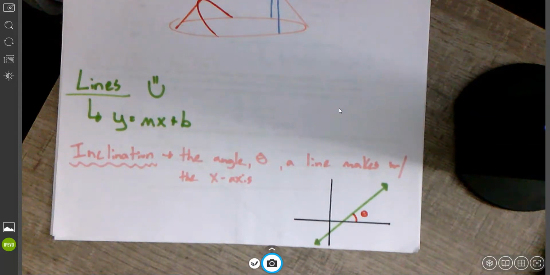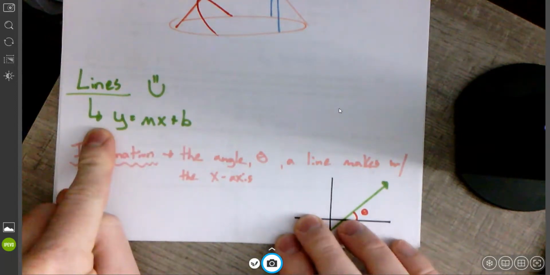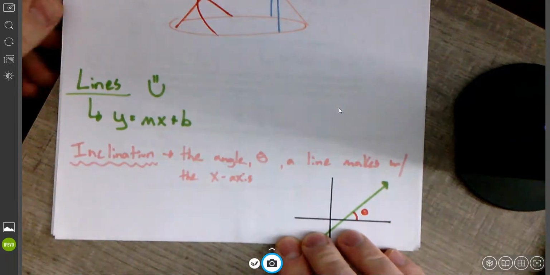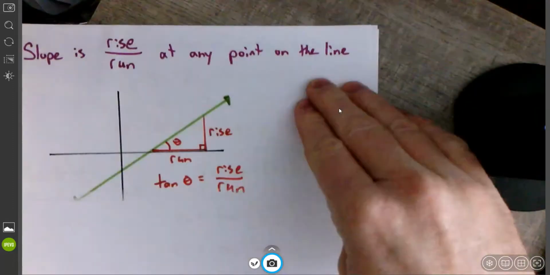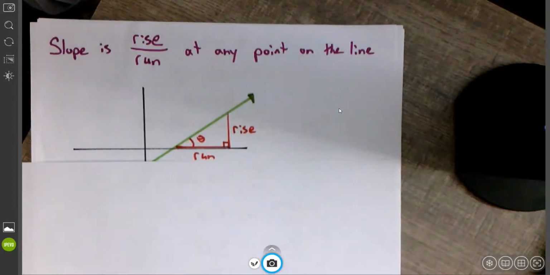What is the inclination? Well, of all the letters in here, one of them is going to deal with how far up I go and how far over I go. That's the slope. We have rise over run, the words you guys have used a lot for slope. If I look at my inclination, my rise over my run, I turn it into a little right triangle.